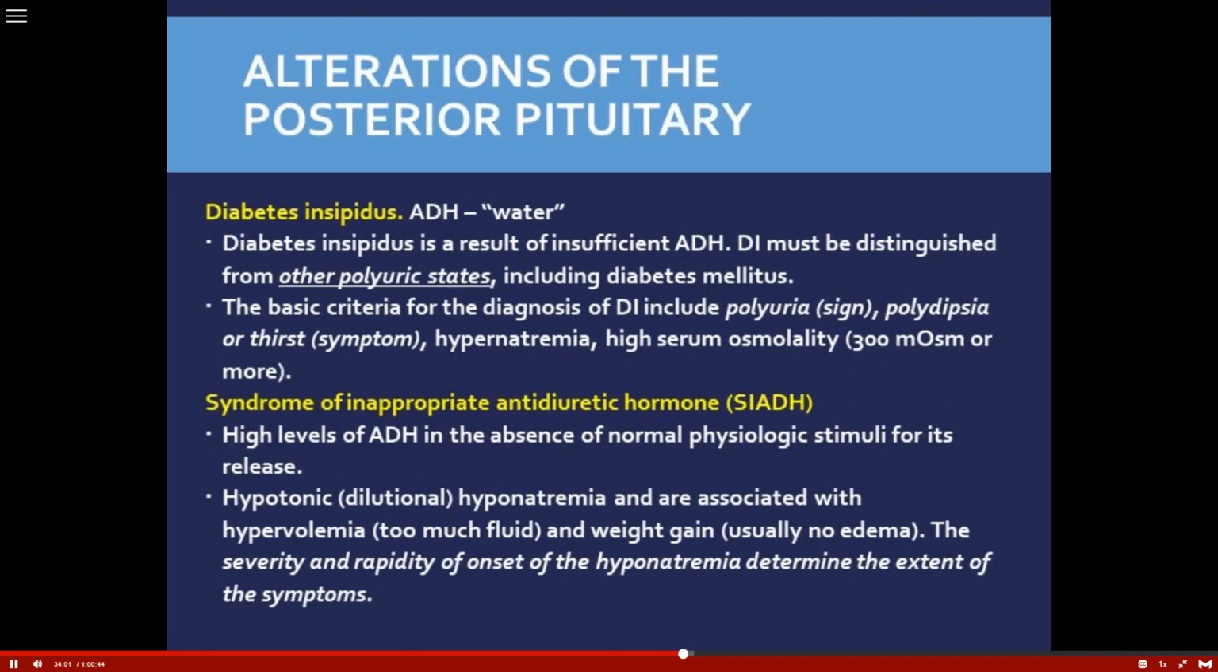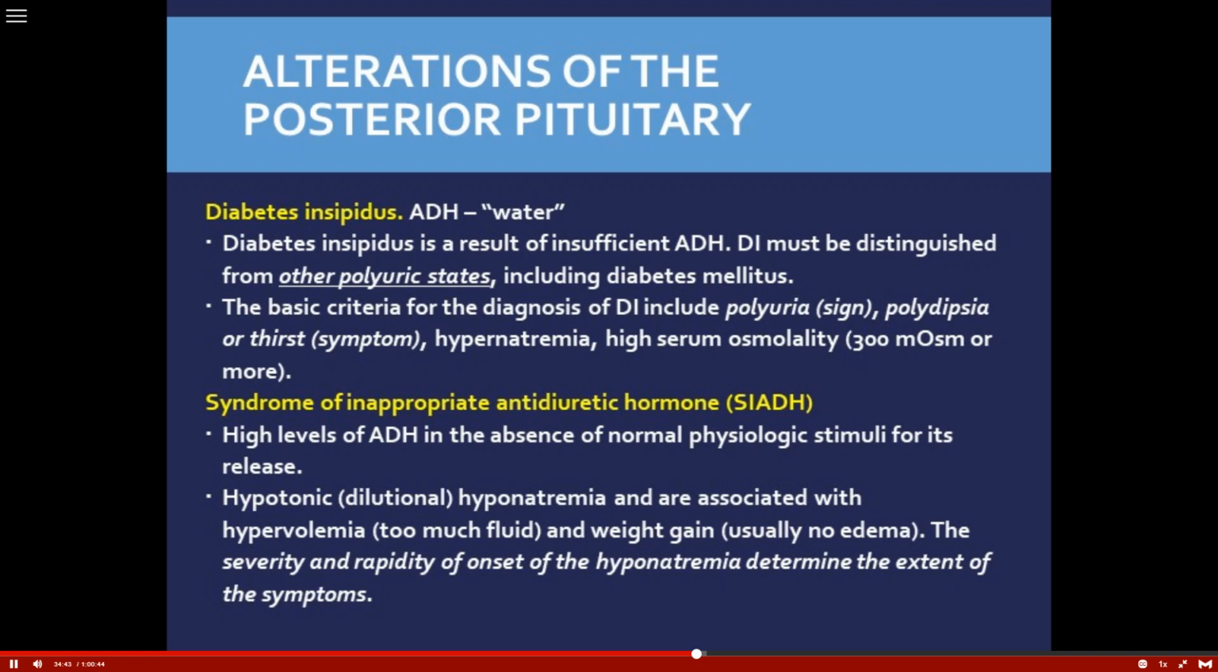Next is alterations of the posterior pituitary. Oh, go back. There we go. So diabetes insipidus. We've certainly discussed this with the nervous system. So you can already tell, some of these hormones that we're talking about, we've already discussed, because the neural system and the endocrine system are very much interactive with each other. But once again, we're going to pull through some of those concepts again. Diabetes insipidus is really an alteration of that posterior pituitary. And when we think about ADH, once again, we think about water. So diabetes insipidus is a result of insufficient ADH, antidiuretic hormone.